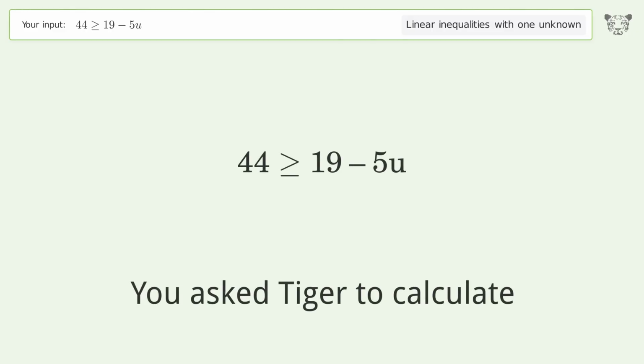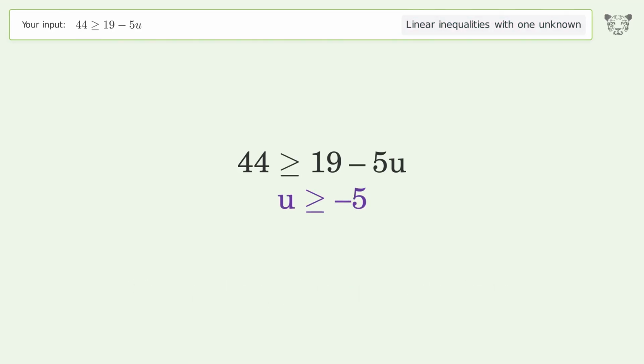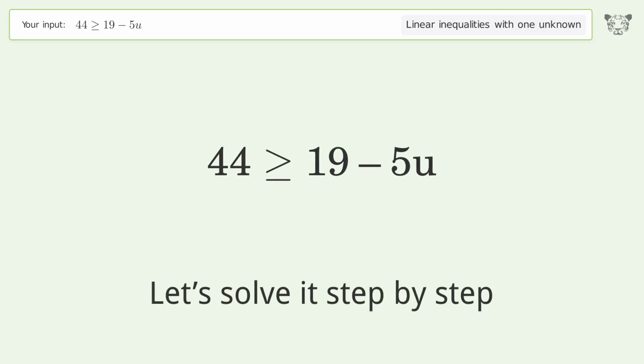You ask Tiger to calculate. This deals with linear inequalities with one unknown. The final result is u equal or greater than -5. Let's solve it step by step.